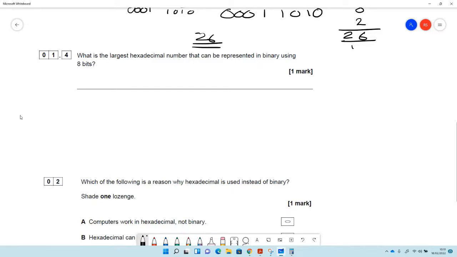So the largest hexadecimal number that can be represented in binary. So 8 bits, well, our biggest number in hex, it only goes up to F. So we've got F and F, and they would be 1111 and 1111. So the largest hex number is FF. So if you did that into decimal, that would be 255, because that's the result of adding all those ones in binary. So 255. The answer to the question was FF. But if we'd have written it in binary, we'd have almost certainly got the answer there as well.